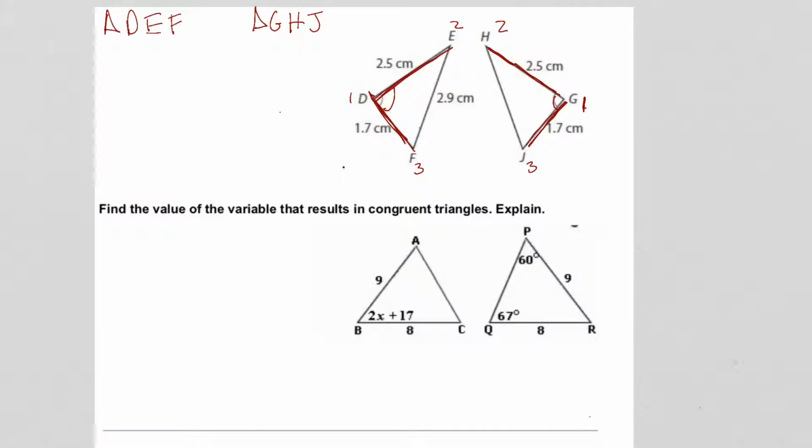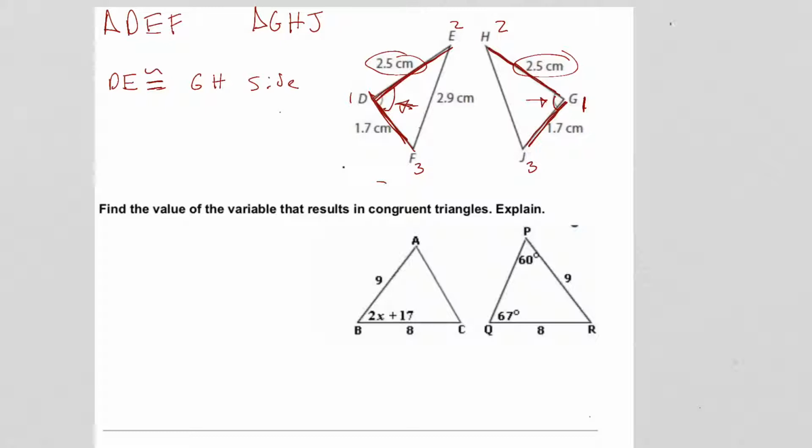So let's take a look at DE. Side DE corresponds with side GH, and we have to ask ourselves, are they the same measurement? They are. So these two things are congruent. So first part, we have a side that's the same. What about the angle? We're talking about that angle there and that angle there.